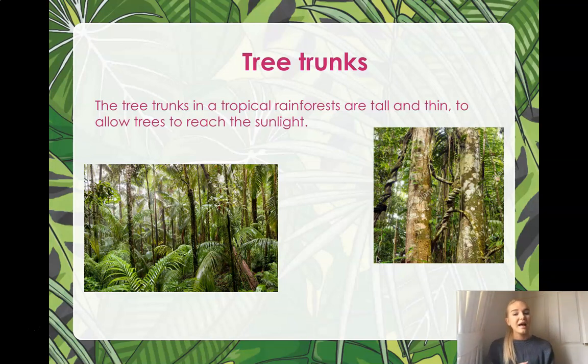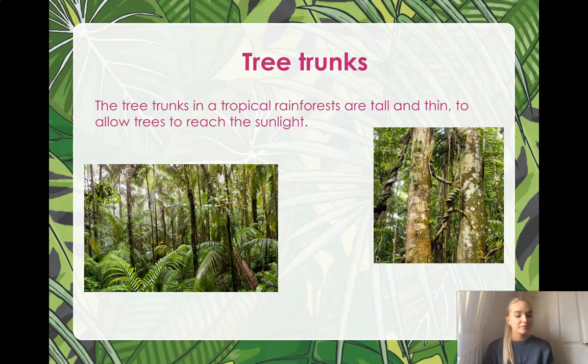Now, this allows the trees to reach the sunlight high up in the canopy and even maybe the emergent layer too. But we know, don't we, that with these tall and thin tree trunks, they are very unstable. So what do they need at the bottom of the tree trunks? The buttress roots. Well done, to stop them from falling over.